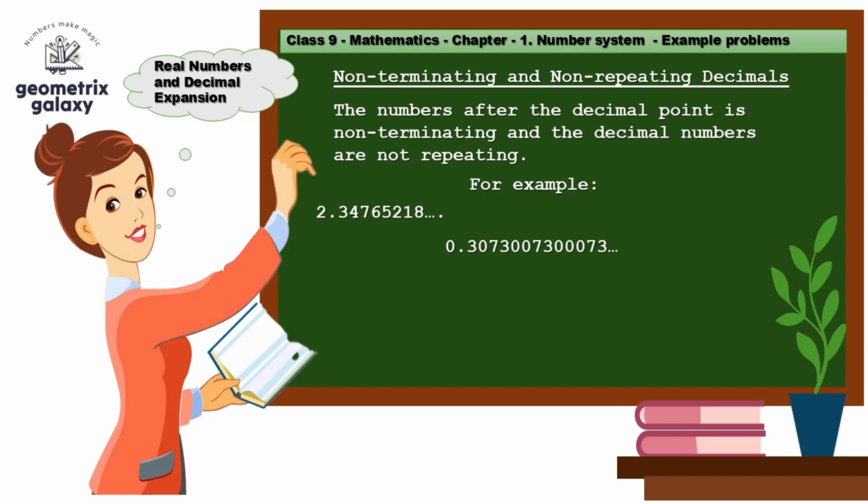Here the next example is 0.131331... Here also a pattern is created. So this will also be considered as non-repeating decimals. So now note, non-terminating, non-repeating numbers are irrational numbers.